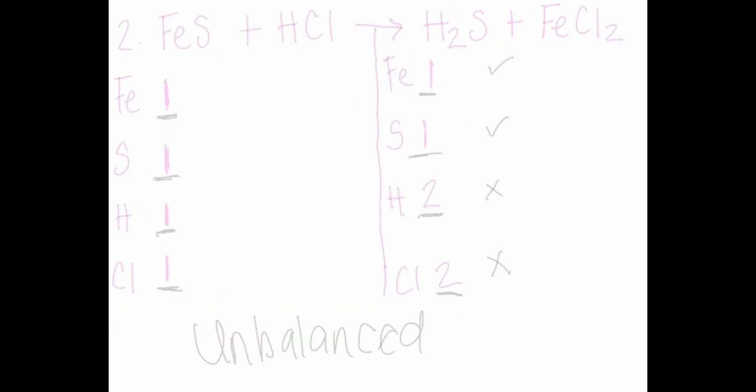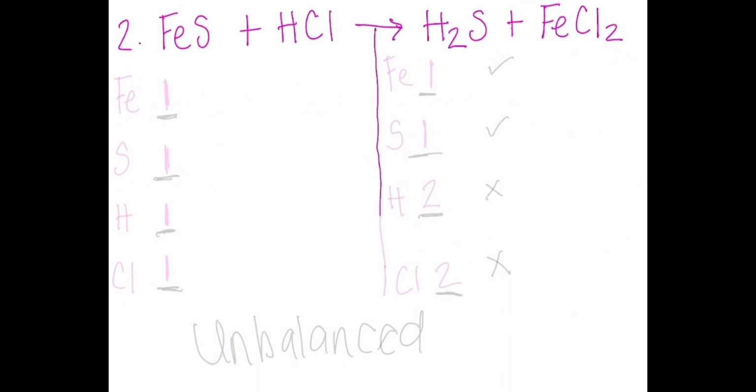So let's do another example. All right. So I have FeS plus HCl yields H2S plus FeCl2. Okay. So what I'm going to go ahead and do, I'm going to go ahead and create a line under my yield sign to separate my reactants from my products.